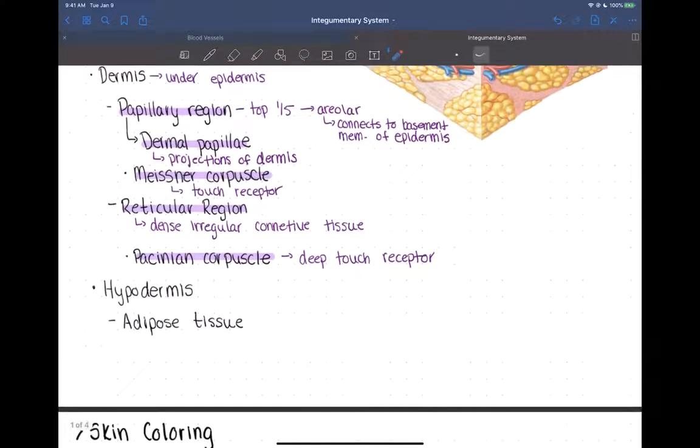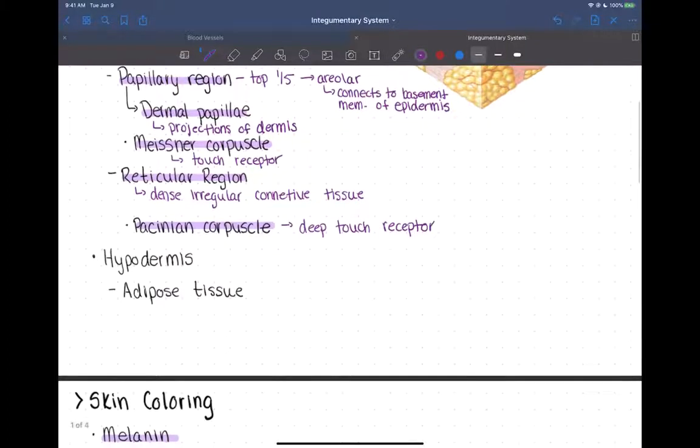All right, and so our last layer we're going to include here is not technically part of the skin. It's underneath the skin, but it's always discussed with the skin, and that's the hypodermis. The hypodermis goes by many different names: hypodermis, subcutaneous tissue, and also superficial fascia. Those are all names for the hypodermis. And so it is under the dermis.